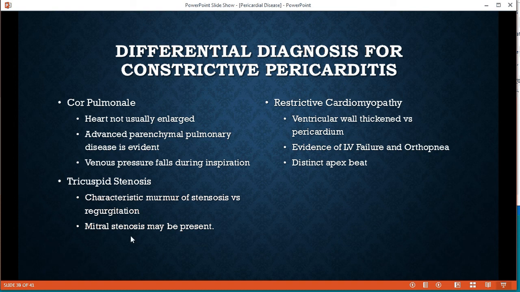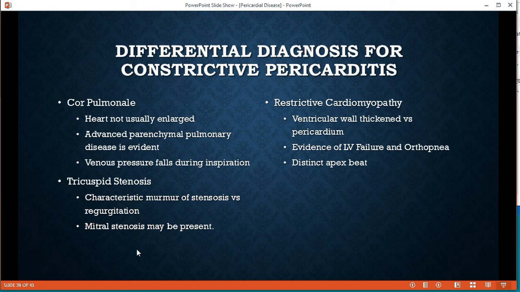Tricuspid stenosis: if you think about the tricuspid valve, which is the pathway from the right atrium to the right ventricle, if it's stenosed, meaning that it can't open that well, then you're going to have backup of fluid into the venous side. So if somebody presents with distended neck veins and hepatomegaly that's congestive in nature, then tricuspid stenosis and constrictive pericarditis may be your differential diagnosis.